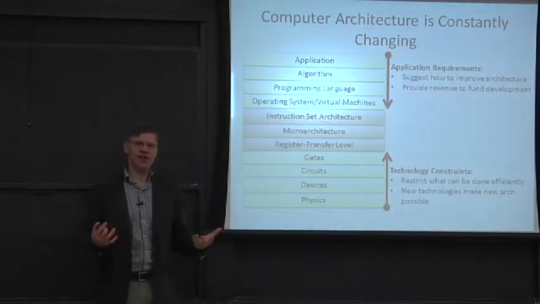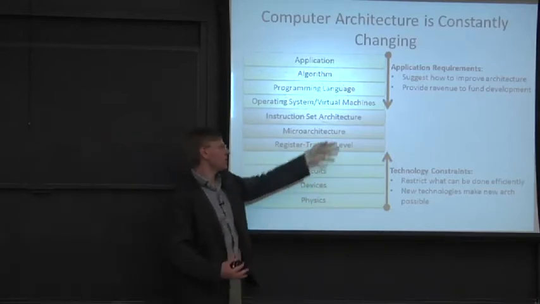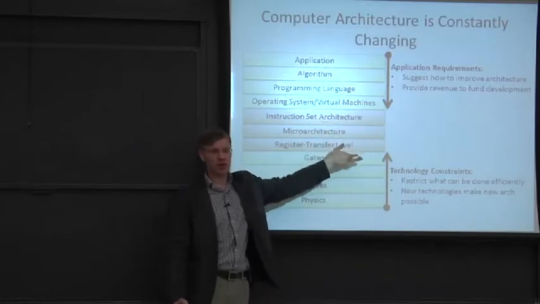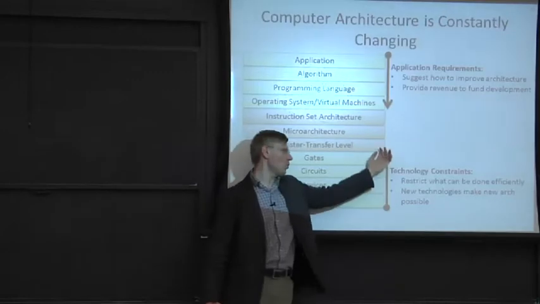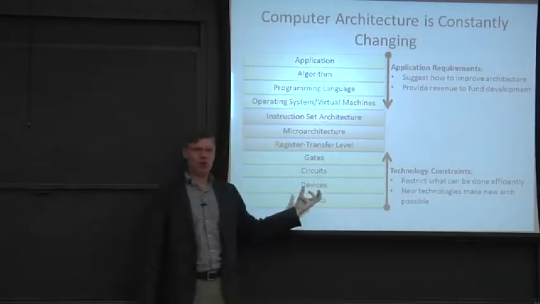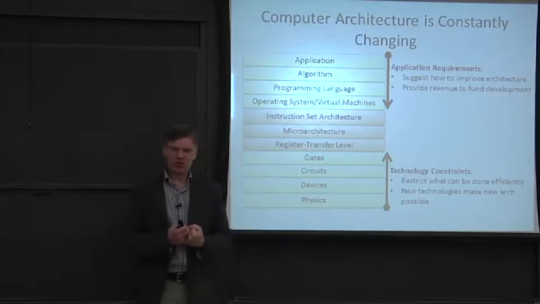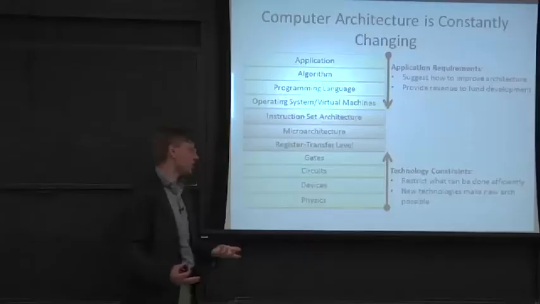If you, for instance, want to do a lot of video processing, that actually can influence your computer architecture, so you add specialized instructions to do video processing. Likewise, the technology constraints push up. So as we go to smaller and smaller transistors, we'll say those smaller and smaller transistors, let's say, go faster, but the wires go slower. Well, that's going to influence your computer architecture.